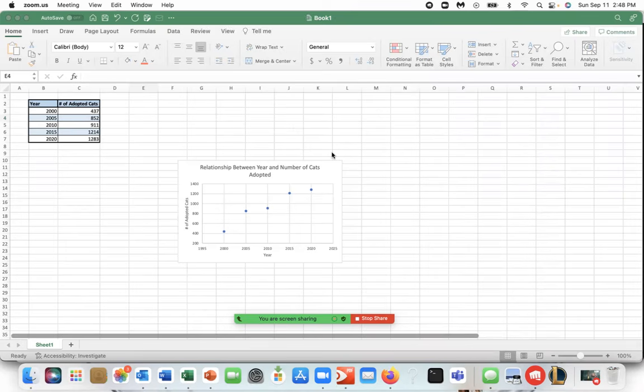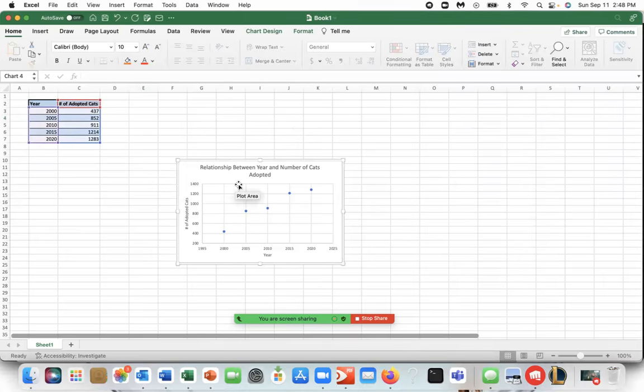So right now we just have a plain scatter plot, but we don't really have any sort of analysis. So in order to add that, so we can tell how good is our relationship, how strong is our linear relationship between our two variables, we're going to add a couple things. So I'm going to make sure I'm highlighted on my graph. I'm going to go up into this chart design tab.